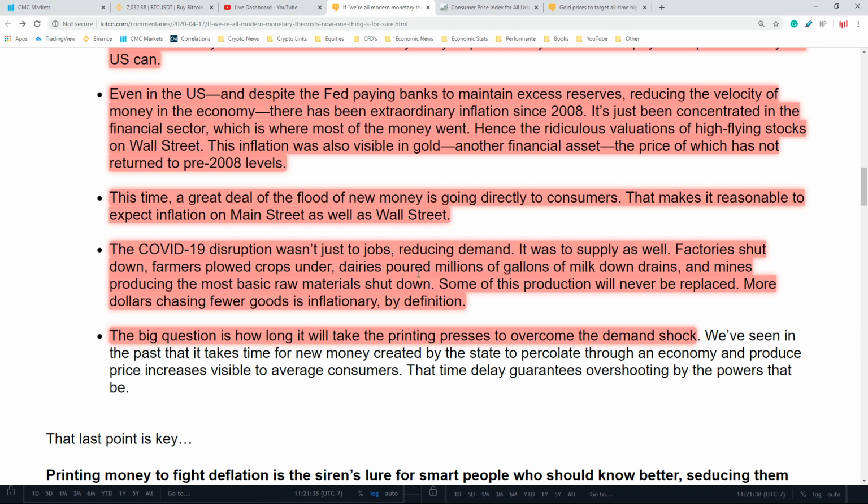And then the last thing that we're going to be touching on, the COVID-19 disruption wasn't just to our jobs reducing the demand, it was the supply as well. Factories shut down, farmers plowed crops under, dairy farms poured millions of gallons of milk down drains, and miners producing the most basic raw materials shut down. Some of this production will never be replaced, and more dollars chasing fewer goods is inflationary by definition.